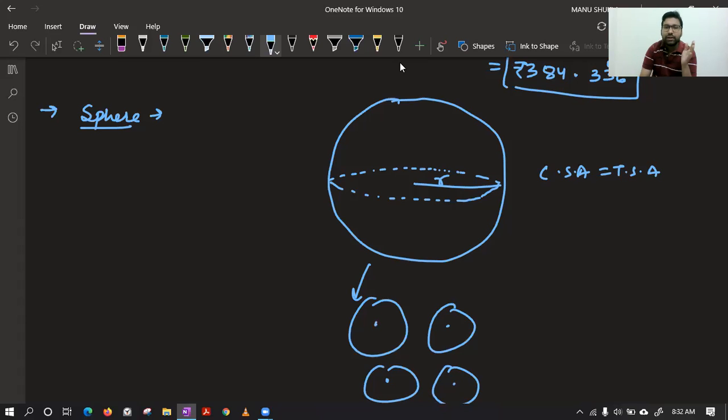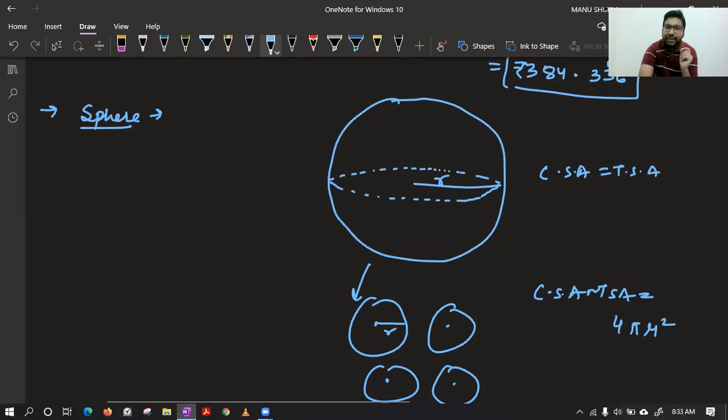They found that the thread that came out was equivalent to the area of 4 circles of radius r. Then they said the curved surface area, or TSA, will be equal to 4 times pi r square. So class, this was the first formula of curved surface area. Yes, this was the CSA or TSA.